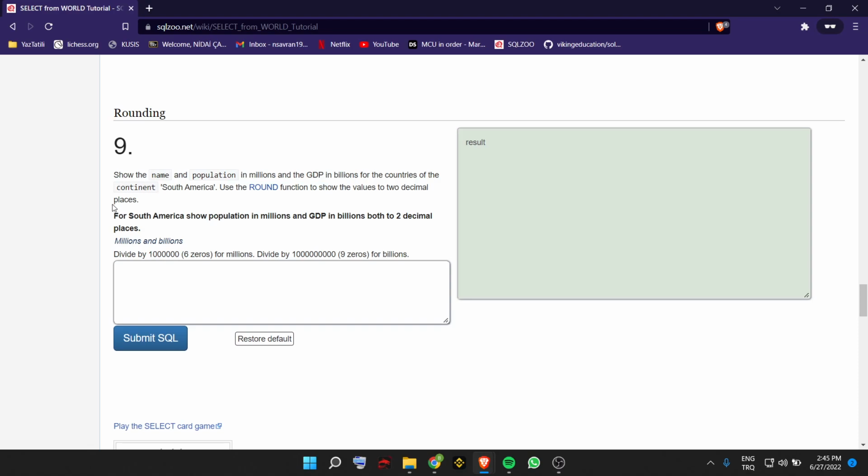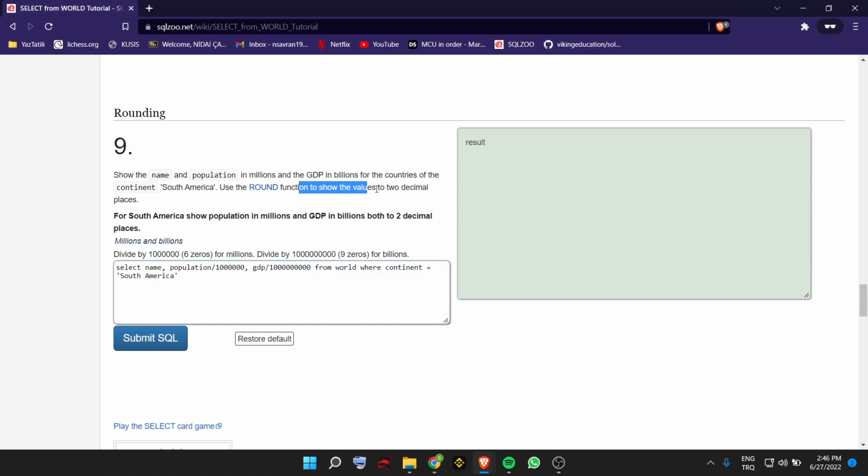Okay, show the name and population in millions, and GDP in billions, for continent South America from world, where continent equals South America.